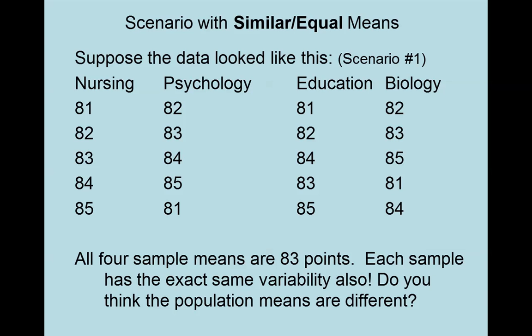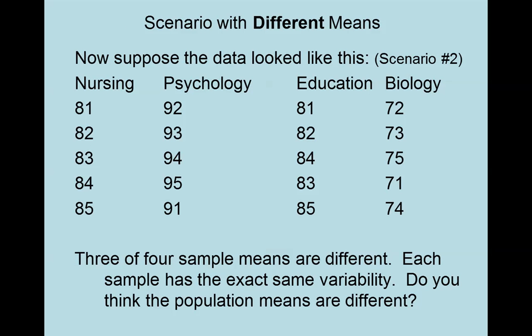In this case, you wouldn't think so because all the sample means are the same. There's no reason to believe the population means would be any different from each other. Now look at scenario 2. In this case, it's sort of obvious that some students from majors perform better or worse than others.